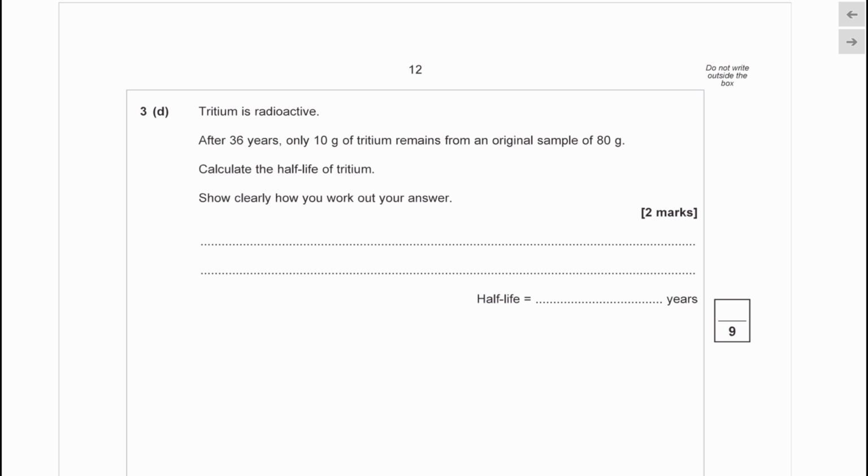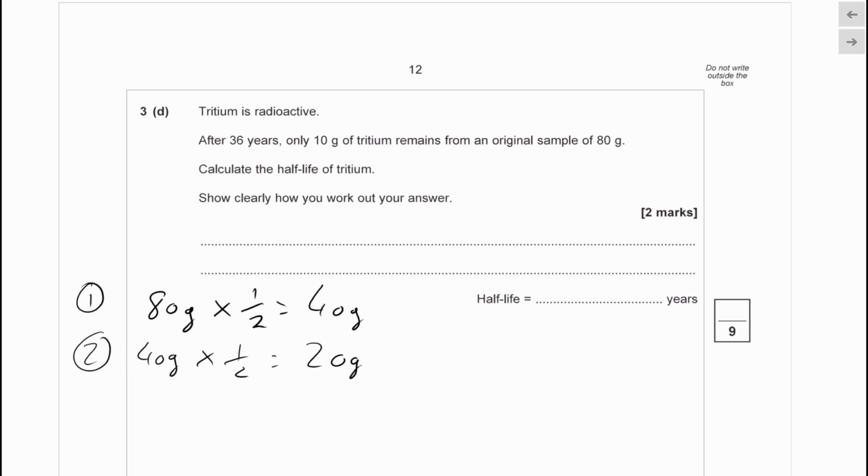And so the first half-life, if I've got 80 grams and I times that by a half, I will end up with 40 grams, okay? And that's after 1 half-life. So I'll put 1 there. Now, the second half-life is going to be 40 grams times a half, which gives me 20 grams. That's the second half-life. Now the third half-life, you can imagine, is 20 times a half, which gives me 10 grams. Okay, and 10 grams is the amount we want.